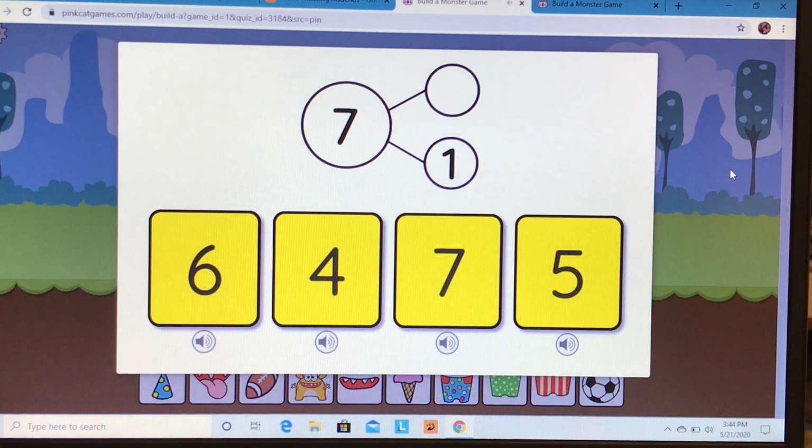What can we add to 1 that would give us the answer of 7? So take a moment and think about that. We've got 4 choices. Could we add 6 to 1 to make 7? What about 4? Or 7 or 5? Have you figured it out? The answer we would add to 1 is 6.